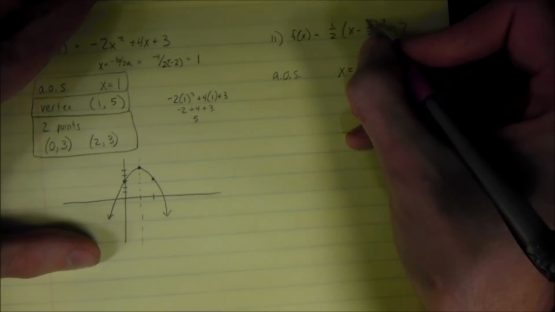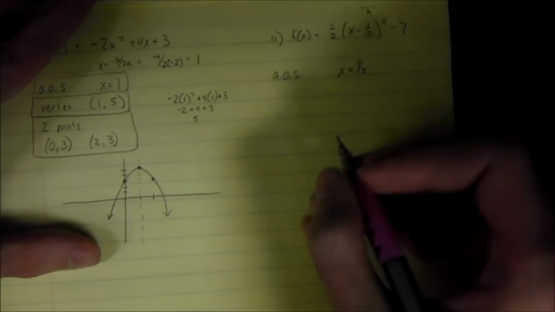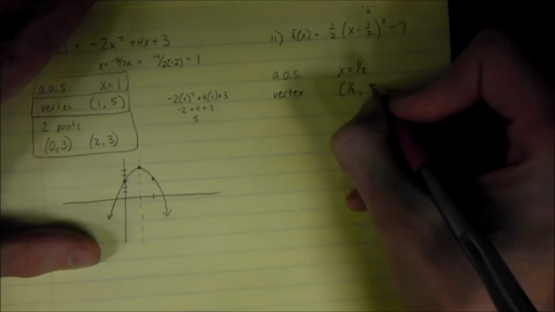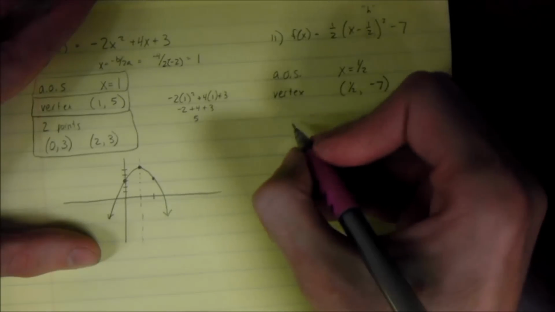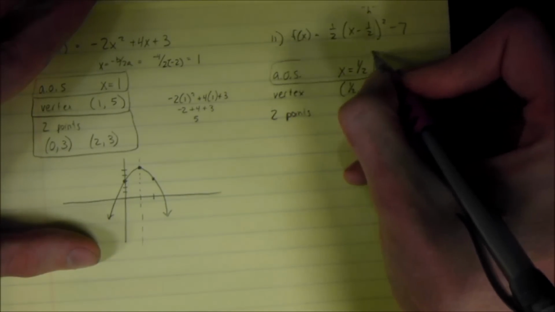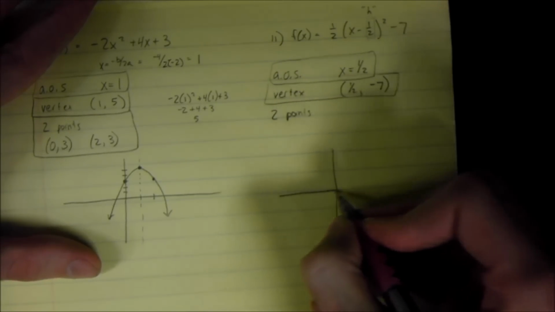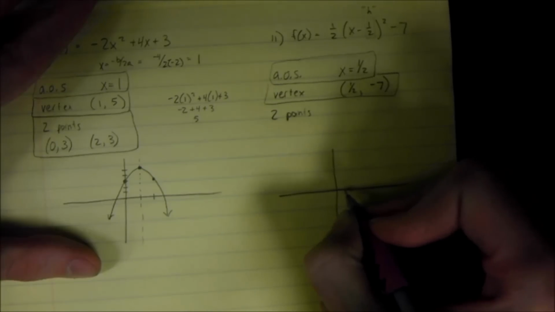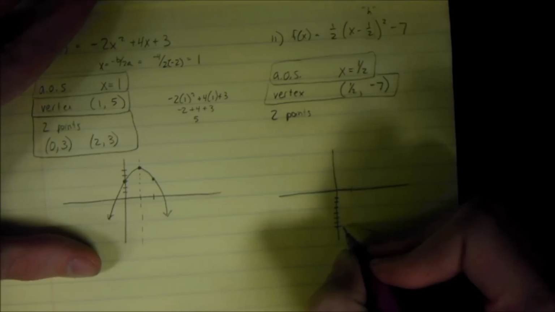So the axis of symmetry, in this case, would be x equals 1/2. It's this number right here, your h value, if you will. Your vertex would be at 1/2, -7. So it's the axis of symmetry and then k on the end. And then your 2 points on the graph, well, we're going to find those once we go to graph it. So I'm not going to do this algebraically. So let's start sketching our graph here. Going over 1/2 and down 1, 2, 3, 4, 5, 6, 7.